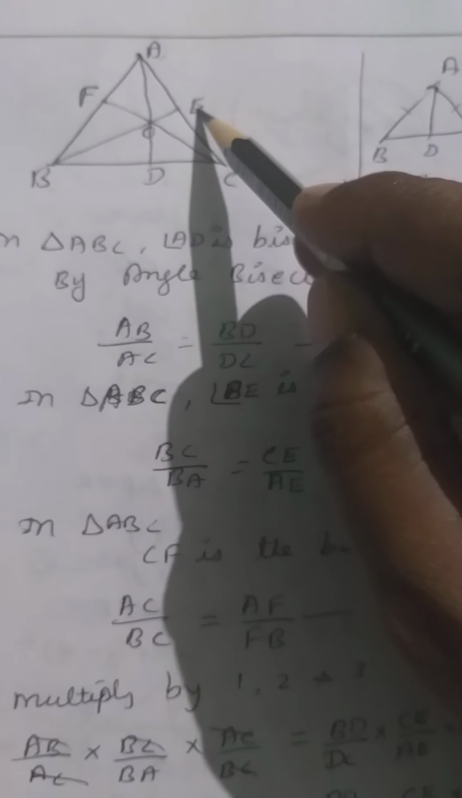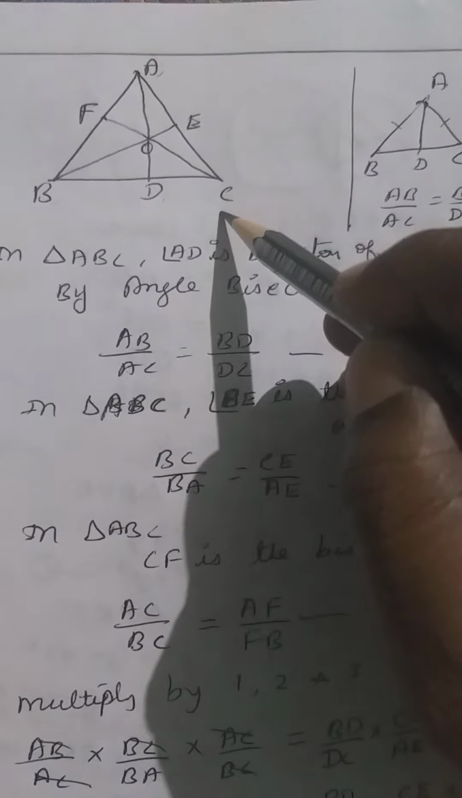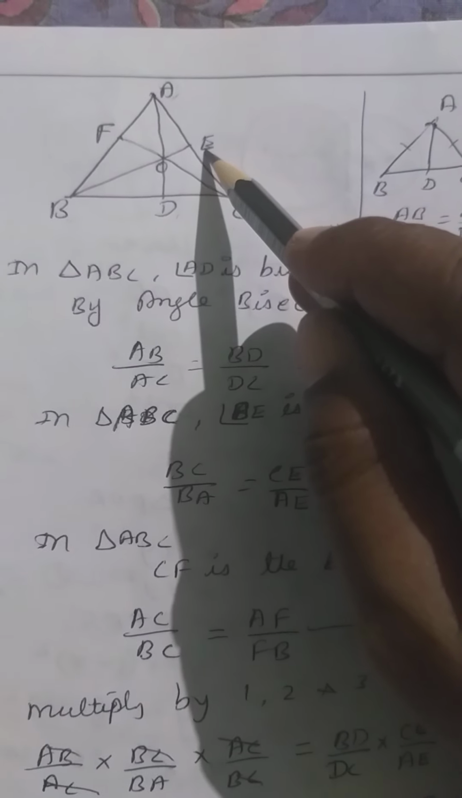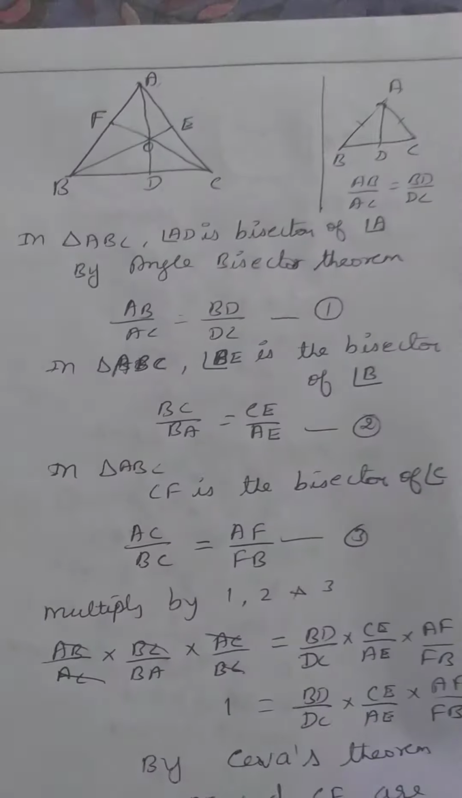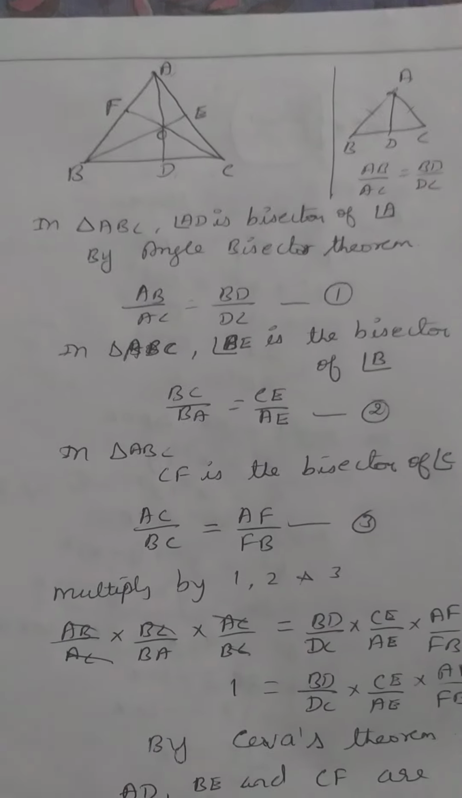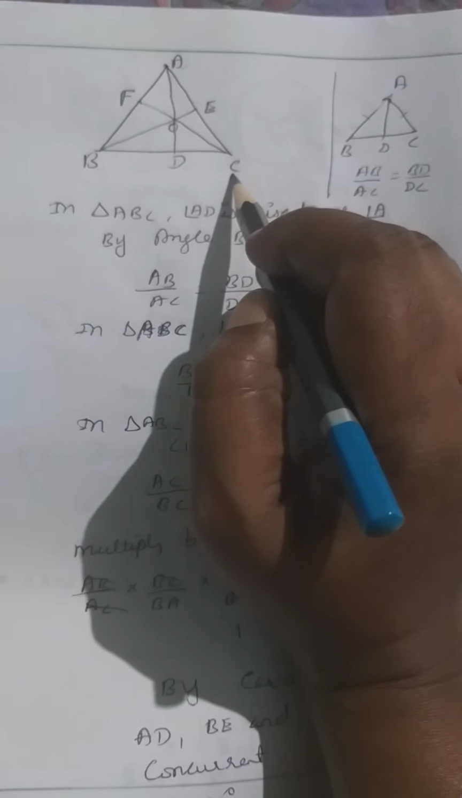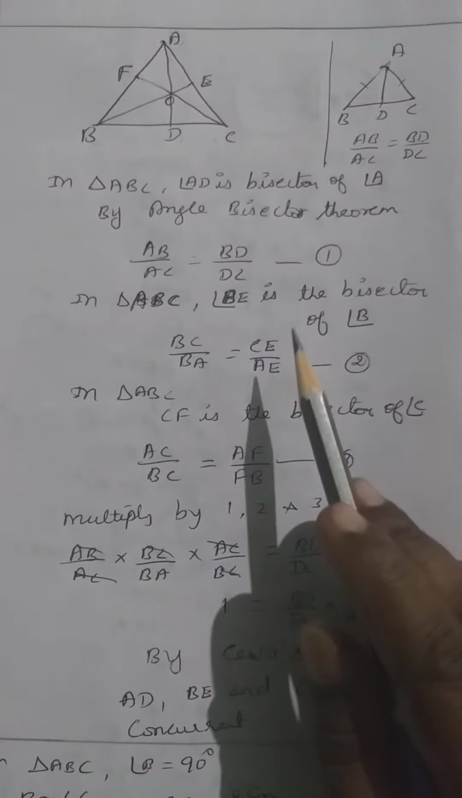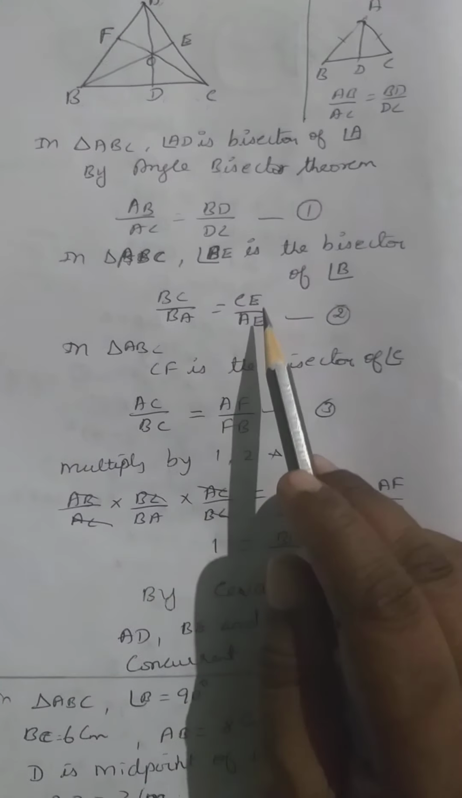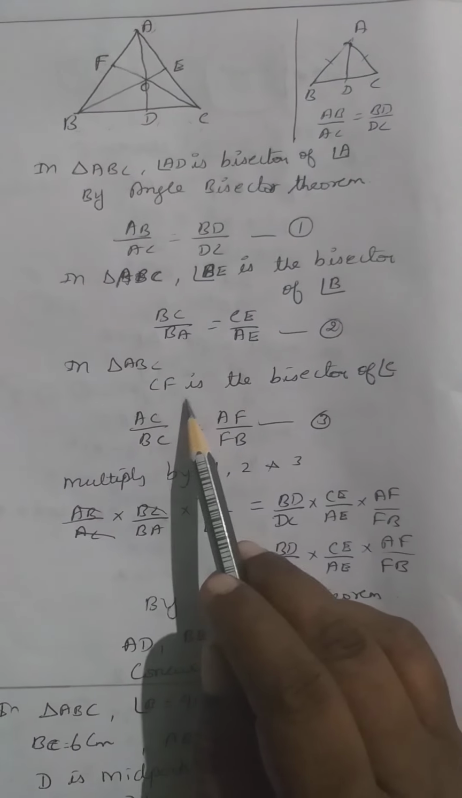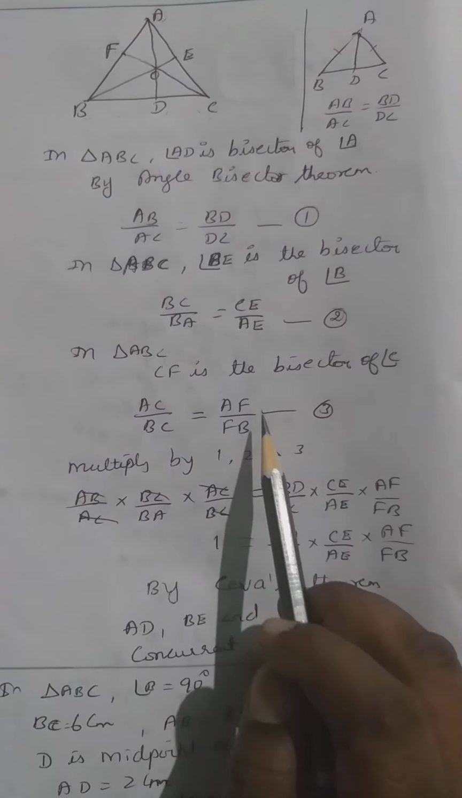Next, BE is the angle bisector of B in the same triangle ABC. Therefore AE divided by EC is equal to AB divided by BC. Next, CF is the angle bisector of angle C, so AC divided by BC is equal to AF divided by FB. This is what I have written: AB by AC equals BD by DC; second, BC by BA equals CE by AE; and for CF, AC by BC equals AF by FB.